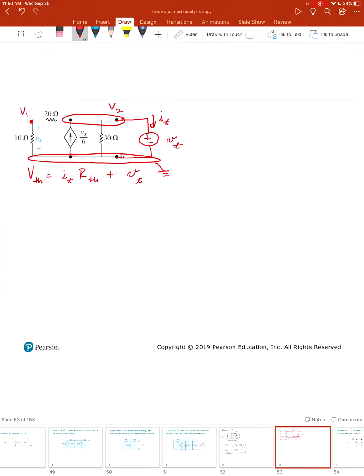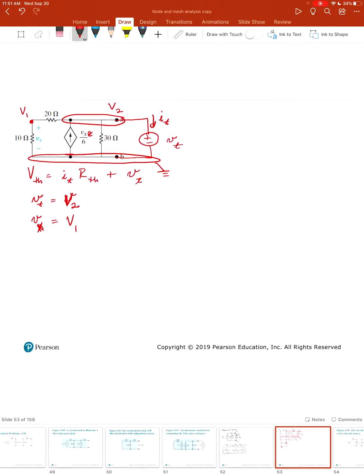Before we do much more, let's just note that V-test, my test voltage, is going to equal V2, my node voltage. Vx, my dependent source variable, is V1. I'm sorry, Vx is equal to V1. So that's a substitution here that I can use.